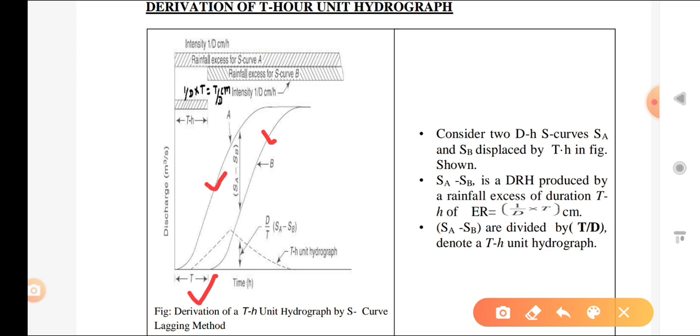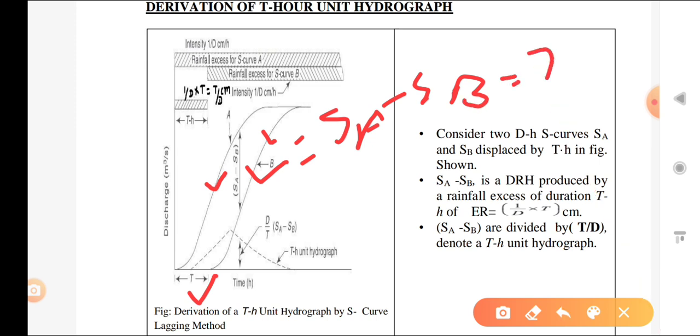Okay. Now what is next? We have to take the difference, SA minus SB. That will give you the DRH. And what is the effective rainfall? The effective rainfall is T by D. So when we divide that DRH by T by D, we will find the required T hour unit hydrograph. Okay, so hope we have understood that. Now we will see it in a numerical problem.